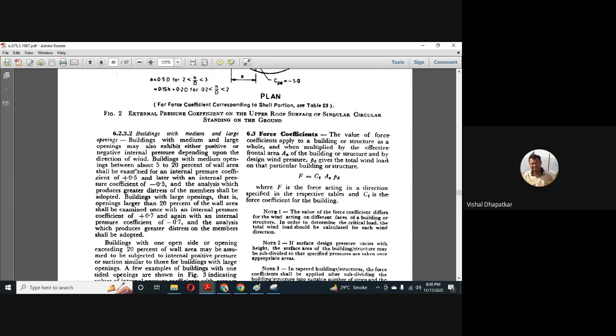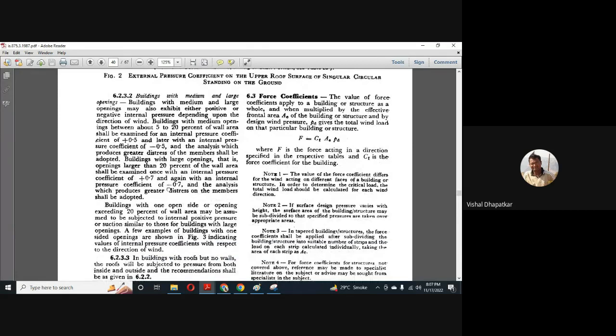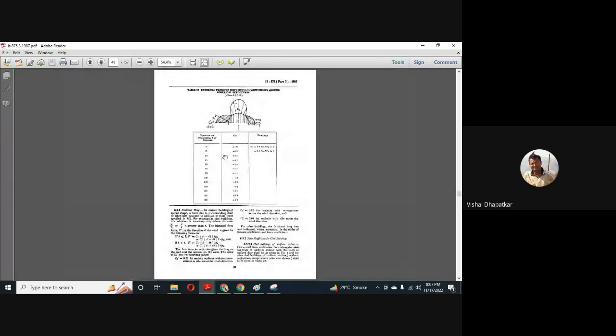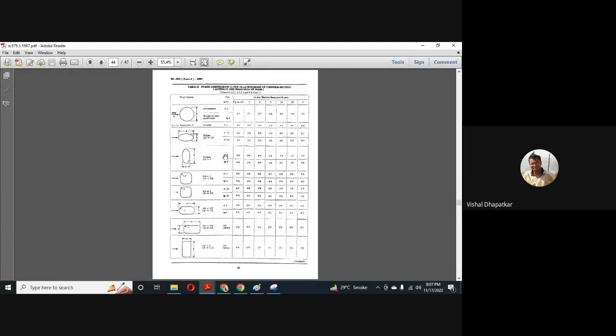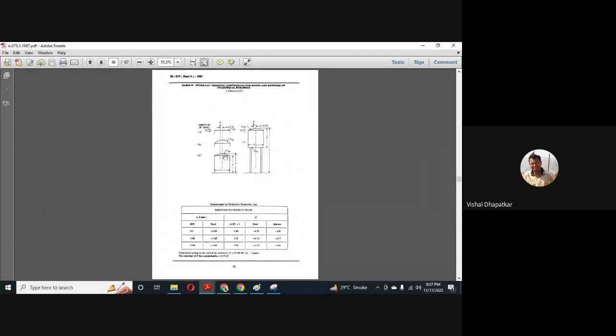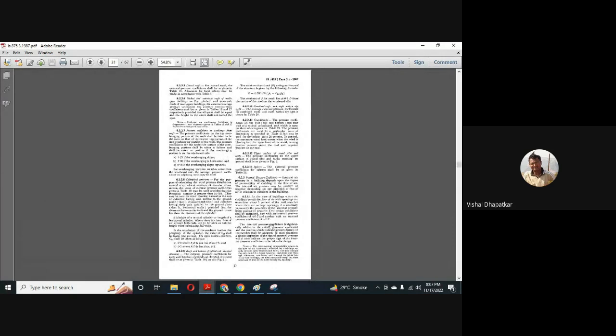So first we will analyze building by considering the internal pressure coefficient of plus 0.5, and in other case we will consider the minus 0.5. And whichever combination is providing the worst result, that will be considered for the design. When the opening percentage is greater than 20%, in that case the internal pressure coefficient will be 0.7. Okay, so since it is less than 5%, in that case, we have to consider the internal pressure coefficient as 0.2.